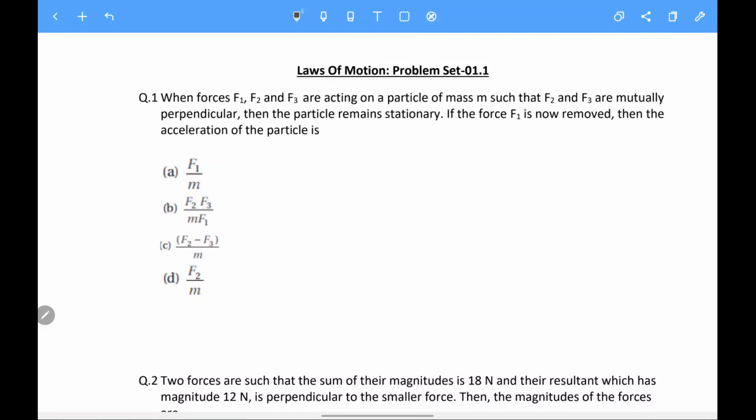on the law of motions. First problem is, when the forces F1, F2, F3, these are the three forces acting on a particle of mass m such that F2 and F3 are mutually perpendicular, then the particle remains stationary. It means if particle is stationary, net force is zero, or we can say F1 plus F2 plus F3, their sum is zero.